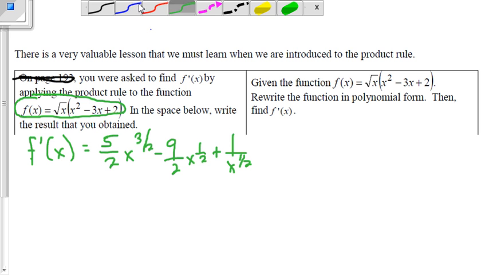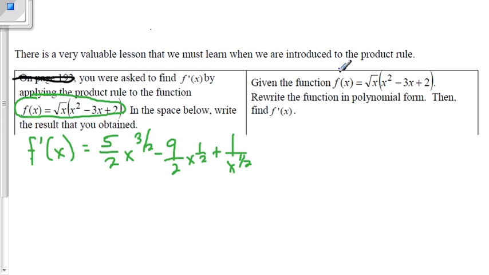Okay, now what we're going to do is take this same function, f of x, and rewrite it as x to the 1/2 times x squared minus 3x plus 2. They're saying to first write it out in polynomial form, then find the derivative. So let's do that now.